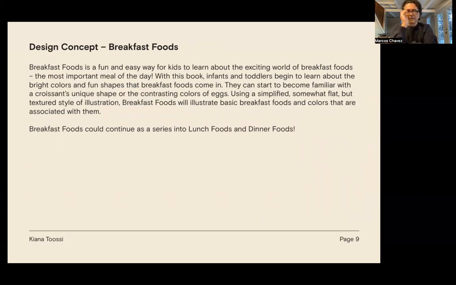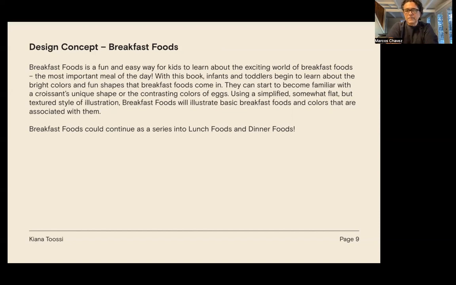And we saw the breakfast book a little earlier, and it says breakfast foods is a fun and easy way for kids to learn about the exciting world of breakfast foods, the most important meal of the day. With this book, infants and toddlers begin to learn about the bright colors and fun shapes that breakfast foods come in. So basically, she's saying the colors and the shapes and the elements that make those illustrations are important. On the adult side, it's like cool illustrations of waffles. So it's kind of like trying to get both things out of it.